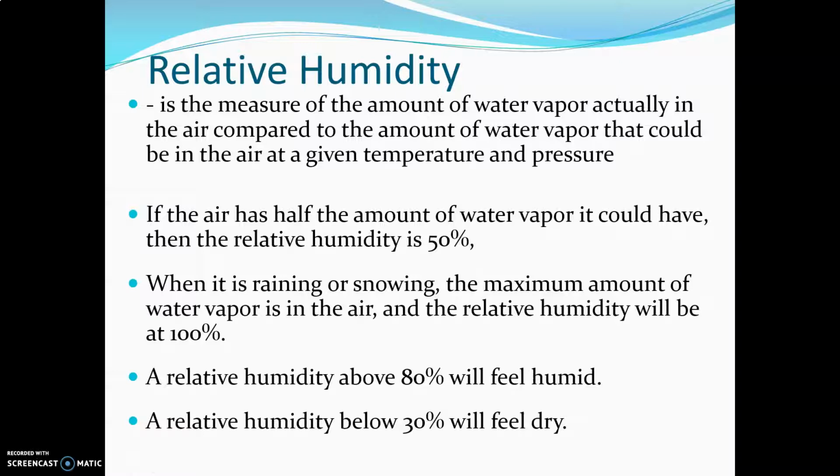Relative humidity is the measure of the amount of water vapor actually in the air compared to the amount of water vapor that could be in the air at a given temperature and pressure. If the air has half the amount of water vapor it could have, then the relative humidity is 50%. When it is raining or snowing, the maximum amount of water vapor is in the air and the relative humidity is at 100%. A relative humidity above 80% will feel humid. A relative humidity below 30% will feel dry.